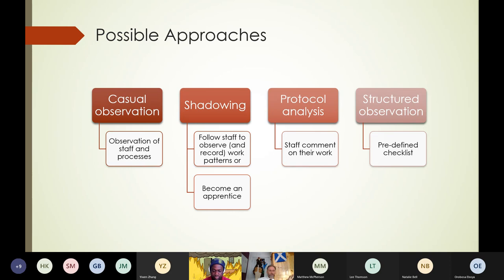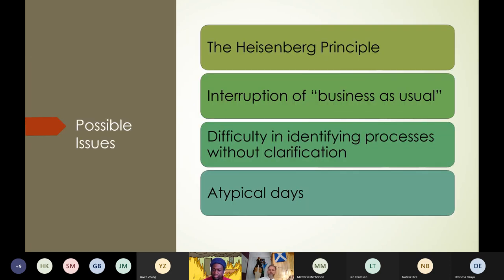Now, this can cause a problem. The Heisenberg principle is the idea that simply by observing something, you change what happens. Not surprisingly, if you're watching people do things, they tend to do it slightly differently.